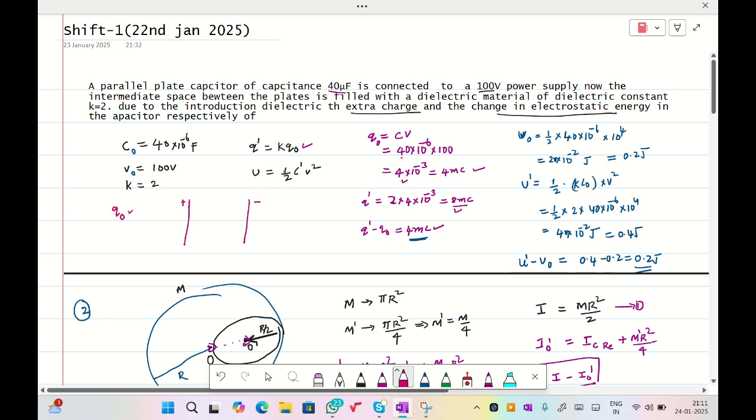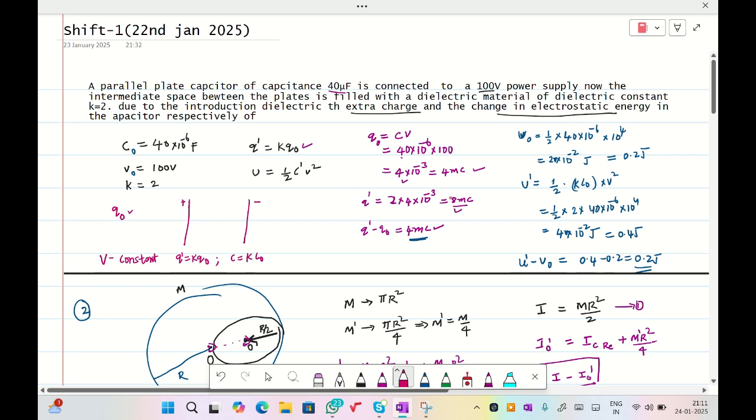In the same way, the potential energy is half C dash into V square. Capacity also increases. Where potential is constant, where V is constant, Q dash is equal to K Q naught, and in the same way C dash is equal to K C naught. By substituting the C value and Q naught value, and V we already know is constant, we can find the remaining quantities. Since V is constant, how the energy changes you can find out. That is only what they are asking in the question.